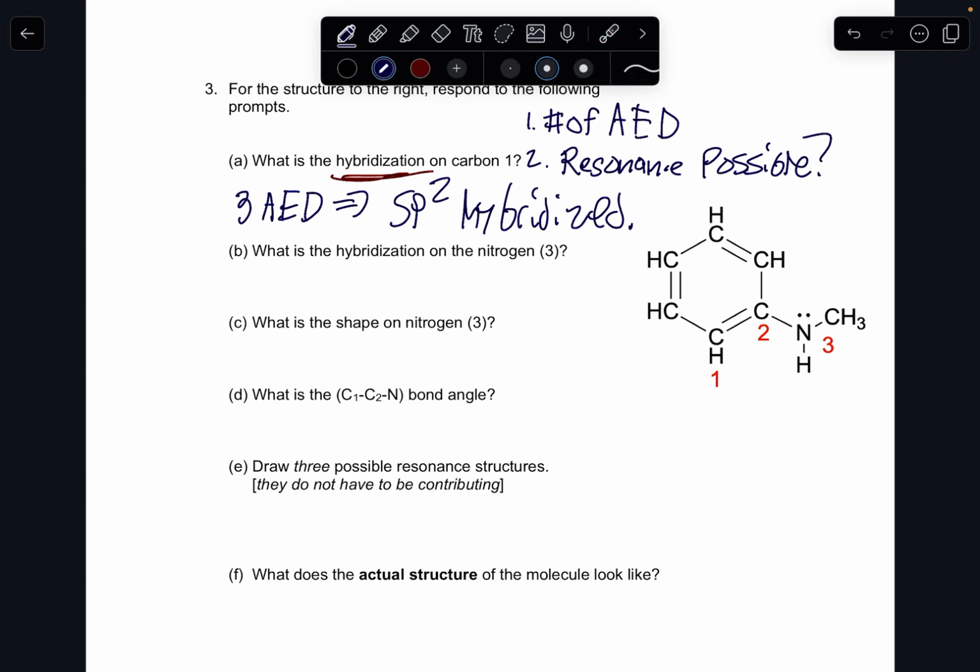However, we need to ask ourselves, is resonance possible? And you see here we have a pushable pair. We can push this pushable pair onto this carbon. And you may say, well, this carbon already has an octet. How can we do that? Well, it has a pi bond here that we can push. So if we were to draw this structure, it would look something like this.